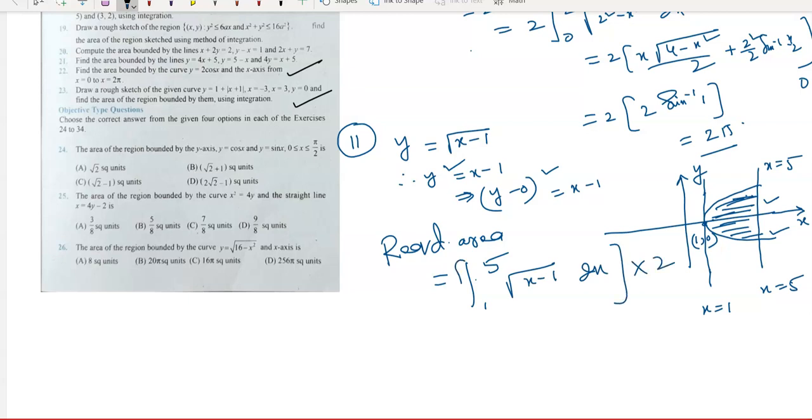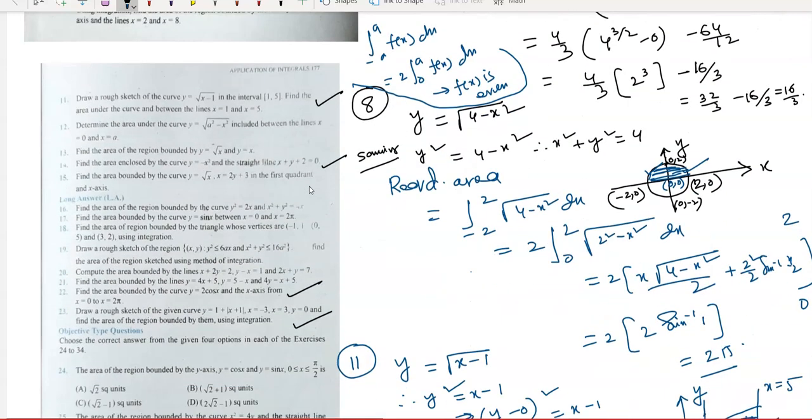Why 2? Because the area lying above the x-axis is equal to the area lying below the x-axis. So multiply it by 2 and you get the answer as 2 into the integral from 1 to 5 of root x minus 1.